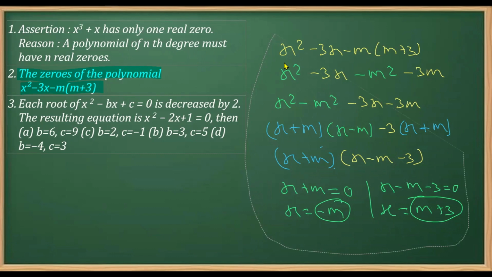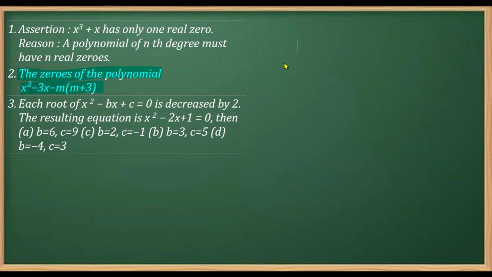Now we have one more question, that is an MCQ. So let's see it. It says if each root of this is decreased by 2, the resulting polynomial is this. So this is a root, and an equation is not a polynomial. It's an equation given over here. Now, one more time, I'll read it to explain it further. The question says that if the zeros of this, when decreased by 2, result in this.